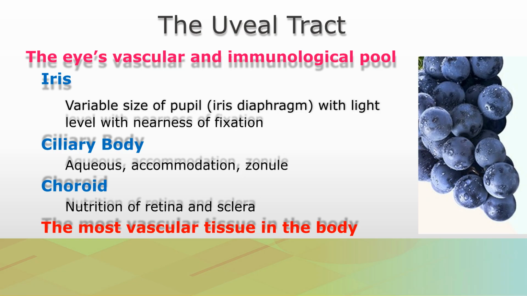The uveal tract is the eye's vascular and immunological pool, consisting of the iris, ciliary body, and choroid. The iris regulates the pupil size, the ciliary body manages aqueous humor and accommodation, and the choroid, the most vascular tissue, nourishes the retina and sclera.